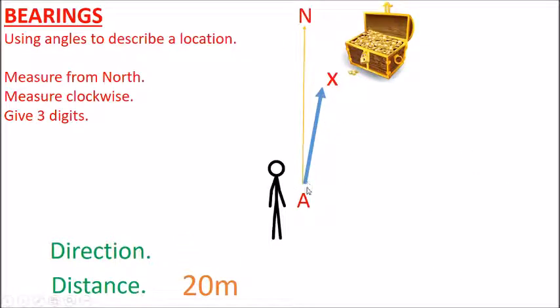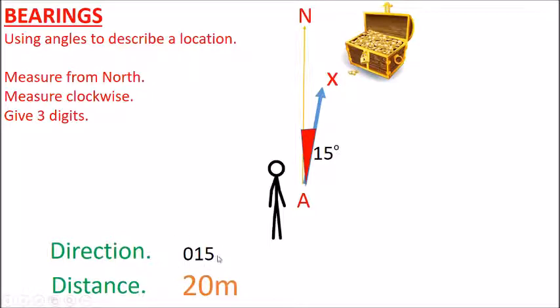So let's say this is north. Well, this treasure, it's slightly to the right of north, isn't it? And I'm just going to tell you that's a 15-degree angle here. So I've started from north, I've measured clockwise until I get to the treasure, and that's a 15-degree angle. And we give bearings as 3 digits. So instead of writing 15, I'm going to write 0, 1, 5.